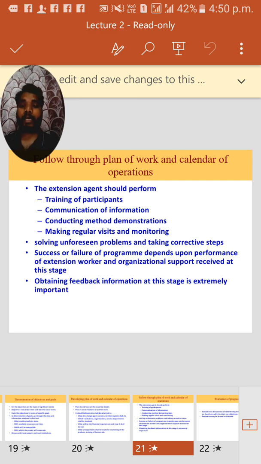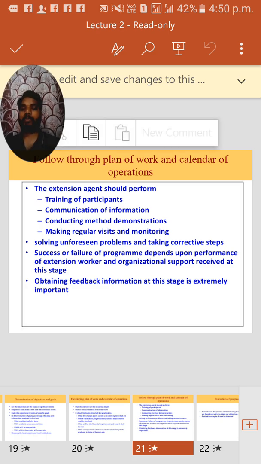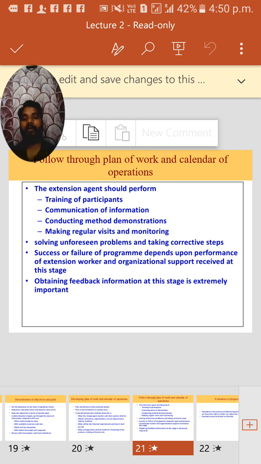Follow through plan of work and calendar of operations. After developing the plan, this is the sixth step to be followed. The extension agent should perform training of participants, communication of information, conducting method demonstrations, marketing, regular visits and monitoring. All these things need to be followed under this follow-through plan of calendar of operation, which has to be done in the plan. These things need to be properly followed.